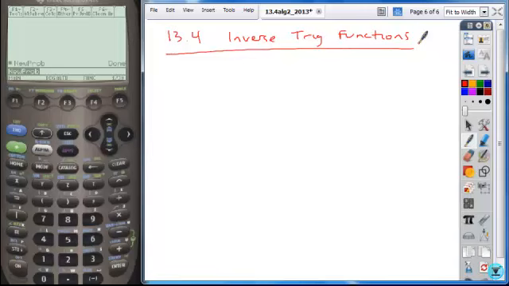Inverse trig functions are what we're going to be talking about here, and there's only three that you need to be aware of. Okay, and those three are the inverse sine, inverse cosine, and inverse tangent.